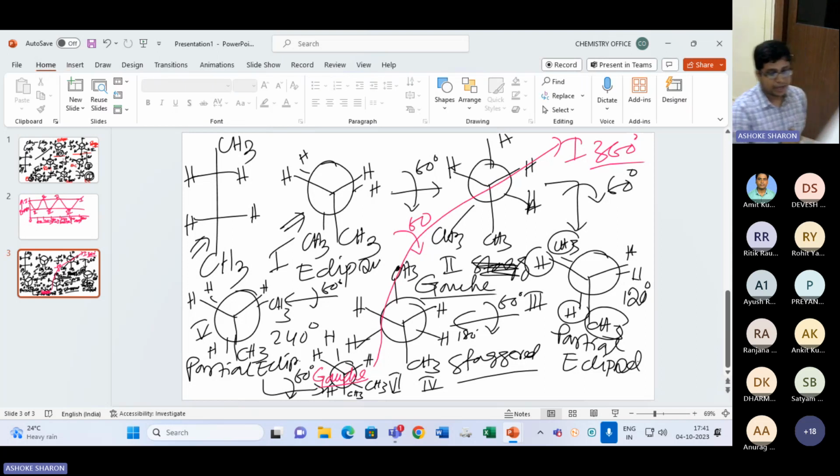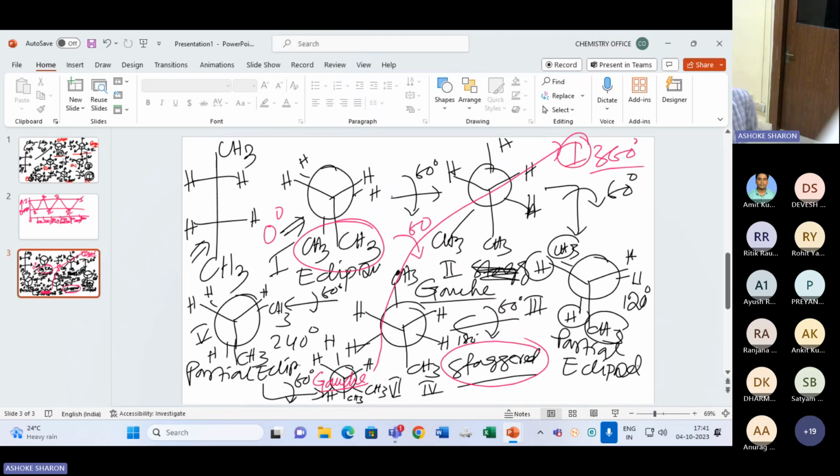So here, can anybody explain which structure will be the more stable one? Definitely the staggered one. Structure number 4 would be the most stable one. Which one will be the least stable? That will be 1, when the angle is 0 degrees. The least stable means higher in energy.